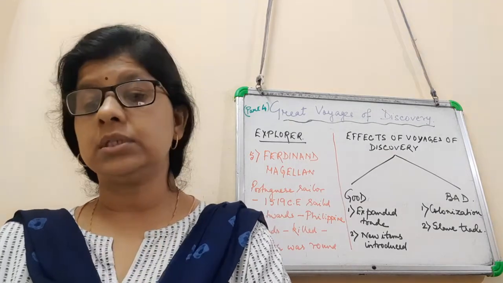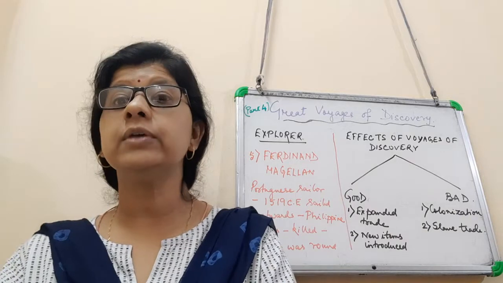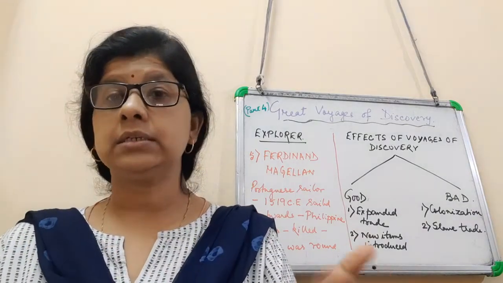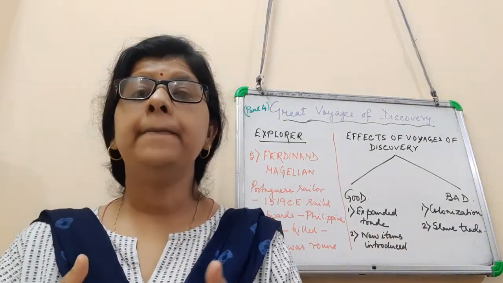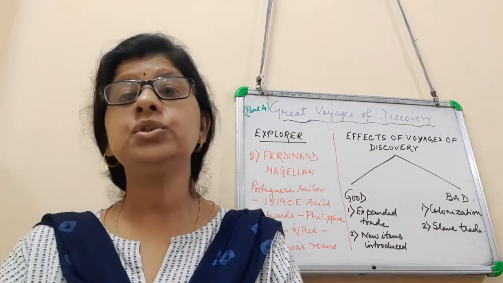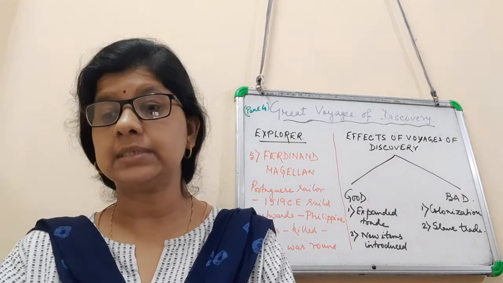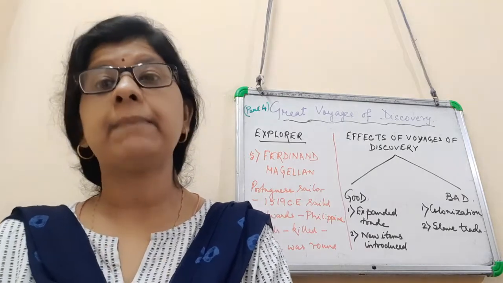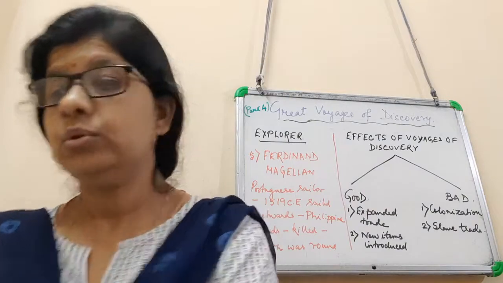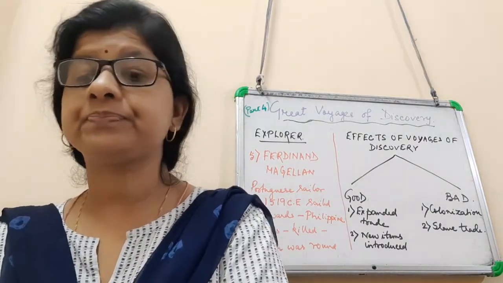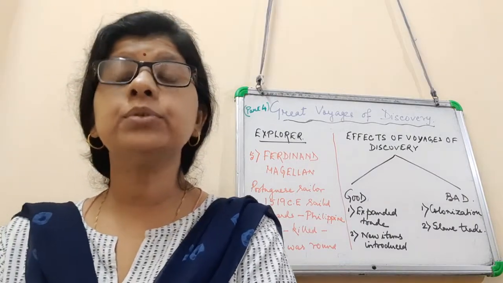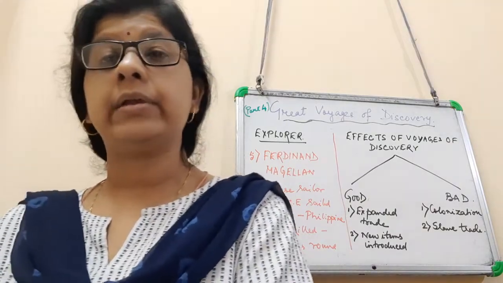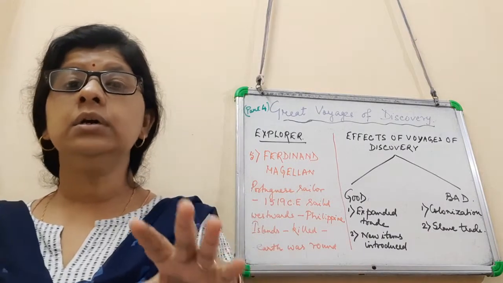So this first paragraph is the good effects. What was the good effect? Trade was established, and world trade expanded. Many new items were introduced from Asia and America. From Asia, spices, textiles, ivory, gems, paper, and porcelain were introduced to Europe. From America, potatoes, corn, cocoa, and tobacco were introduced to Europe. Now this was about the good effects.